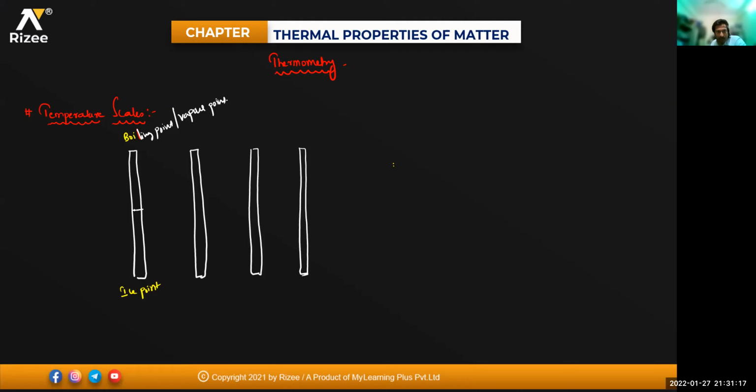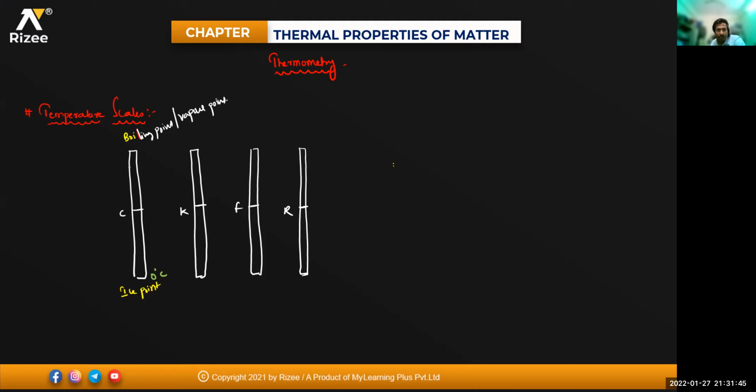Say for example, if I take one, this is the Celsius scale, this will be your Kelvin scale, this one will be your Fahrenheit scale, and this one is your Reamer scale. The first scale in the syllabus is the Celsius scale. The next one is the Kelvin scale, represented by K. The next one is the Fahrenheit scale, and the third one is the Reamer scale. Clear for everyone?